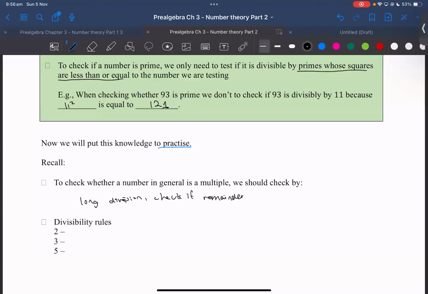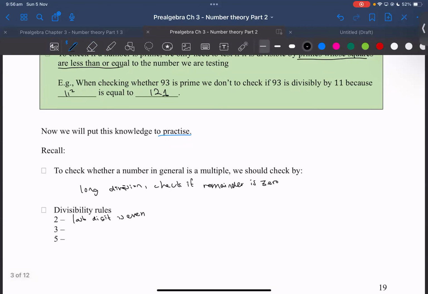But a shortcut, especially for small primes, is to use divisibility rules, right? For example, to see if a number is divisible by 2, what would you do? Check the last digit, whether it's even. What about 3? Add the digits and see if the digit sum is divisible by 3. And for 5, the last digit is 0 or 5.